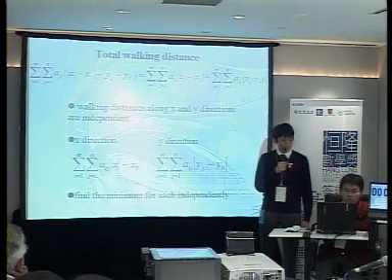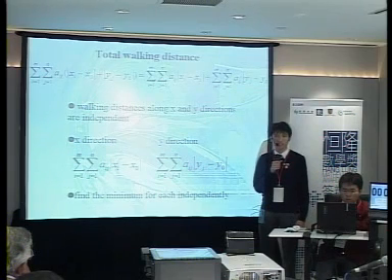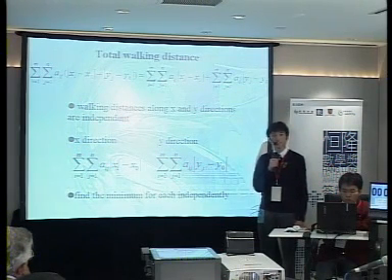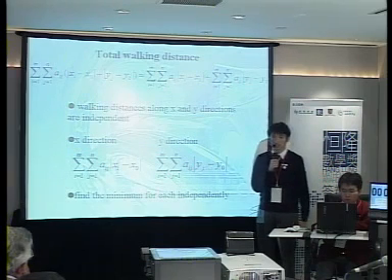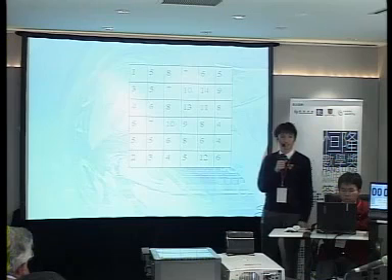Therefore, the total walking distances along the X and Y directions are independent of each other, and so we can find the minimum for each independently in order to find the minimum for the total. This is how we do it.